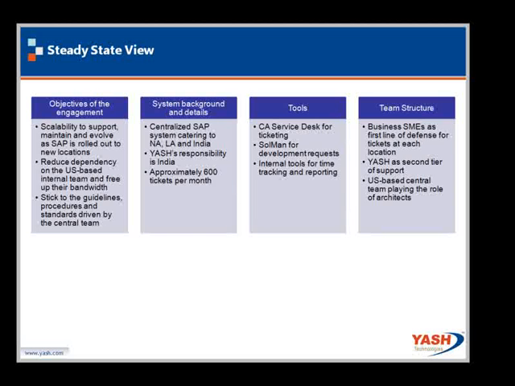If you look at the volume of tickets, initially it was much less than 600, and then later on, when we took up the responsibility of not just India but North America, Latin America, and the Indian geography, it was close to about 600 tickets per month on average. There were standard tools that they were using, including CA Service Desk and Solution Manager. There were various tools that they had internally.